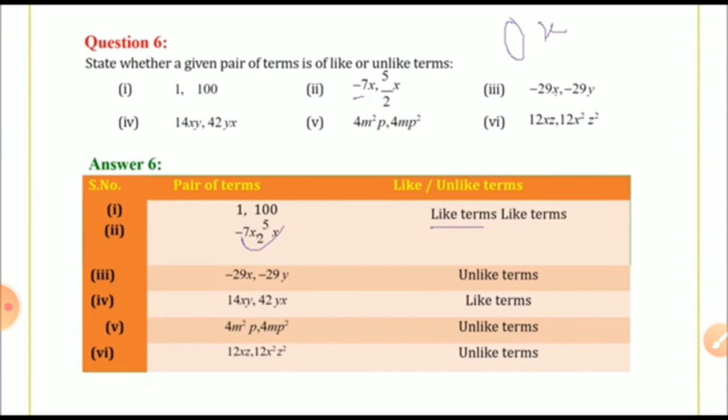Question number 6. State whether a given pair of terms are like terms. Like term किसकी है? Pair of the terms like or unlike. Like terms, unlike terms. क्योंकि इसमें पहले में x है, दूसरे में y है. तीसरा चौथा क्वेश्चन 14xy and yx both are the like terms. Alternate changing allowed. Yes, unlike term m square p and mp square both are the different one. Isn't it? Unlike term also.